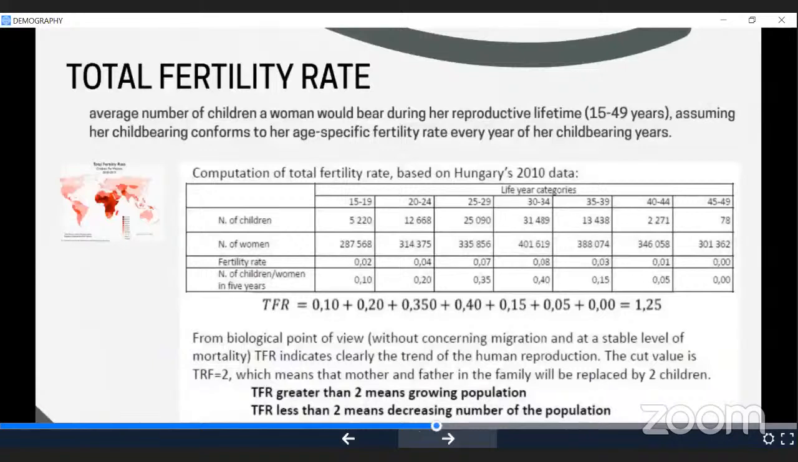Okay. So your total fertility rate is the average number of children a woman would bear during her reproductive lifetime, assuming her childbearing conforms to her age-specific fertility rate every year of her childbearing years. So to get your TFR, you just sum the corresponding per year fertility of the woman. A TFR, short to say, a TFR more than 2 means your population is growing. A TFR less than 2 means your population is decreasing.